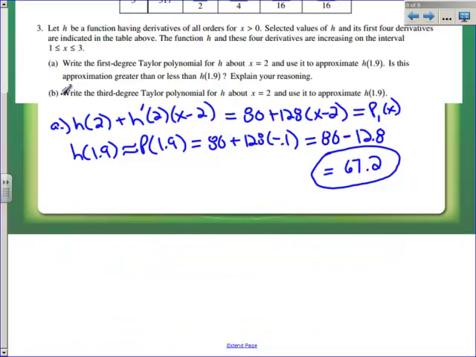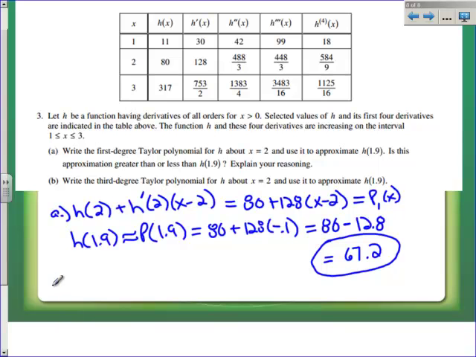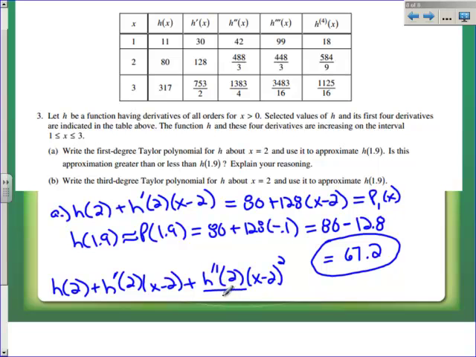All right, let's take a look at the next one. Write the third degree Taylor polynomial for h about x equals 2 and use it to approximate h of 1.9. All right, the third degree looks like this. H of 2 plus h prime of 2 times x minus 2 plus h double prime of 2 times x minus 2 squared over 2 factorial, and then one last term, h triple prime of 2 times x minus 2 cubed over 3 factorial. So let's see if we can't get those pieces of information.